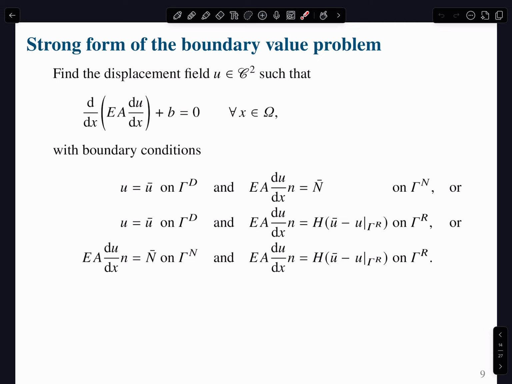But we can think also of a Dirichlet boundary condition at one end and a Robin boundary condition at the other end, or a Neumann boundary condition at one end and a Robin boundary condition at the other end. And there are other choices, right? You can think of a pure Dirichlet problem where we are prescribing a Dirichlet boundary condition at both ends, or a pure Neumann problem, or a pure Robin problem. There are all these different combinations. But this is basically the way we state in strong form our boundary value problem.